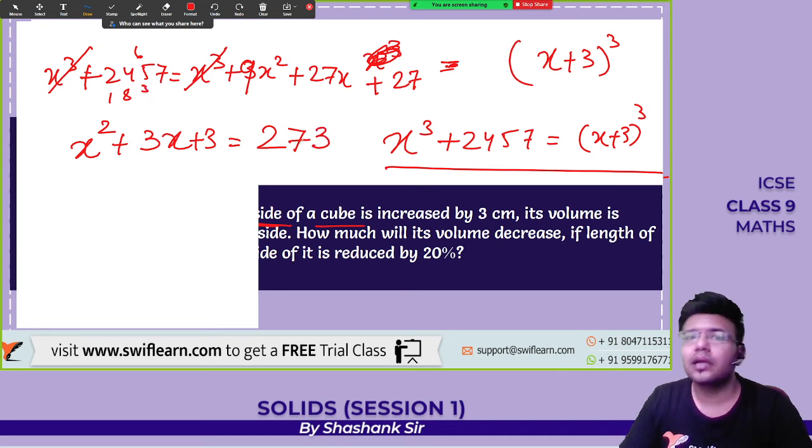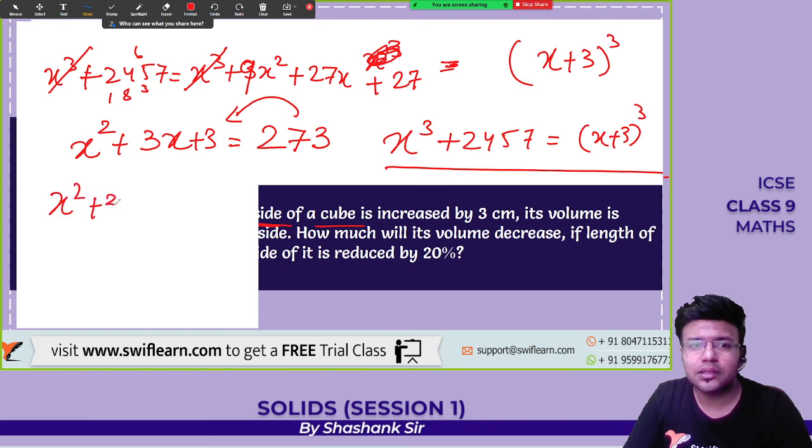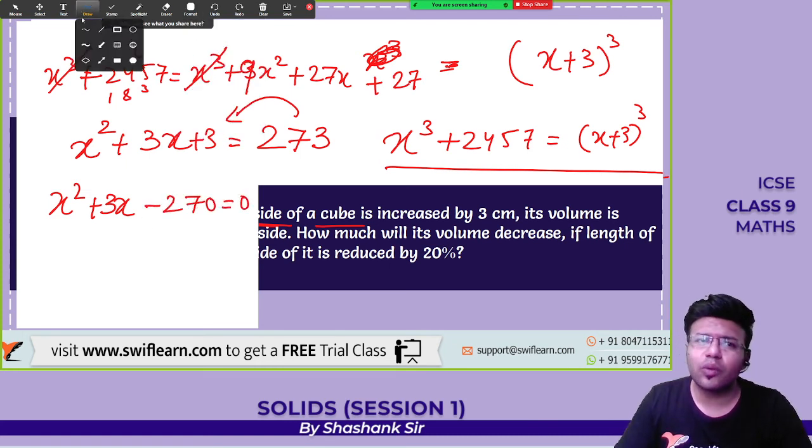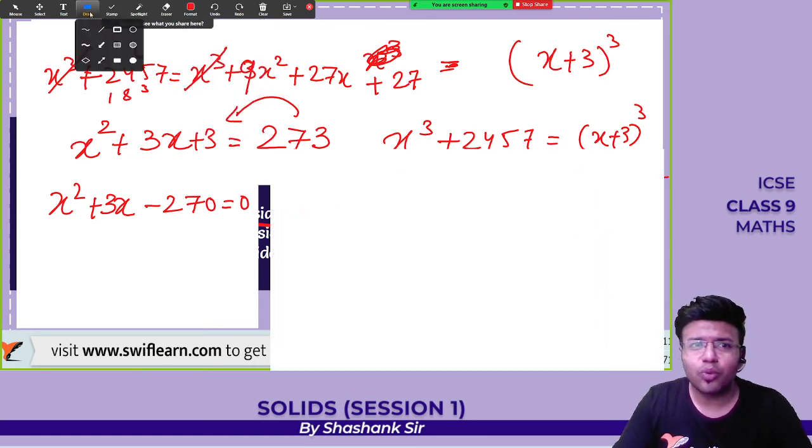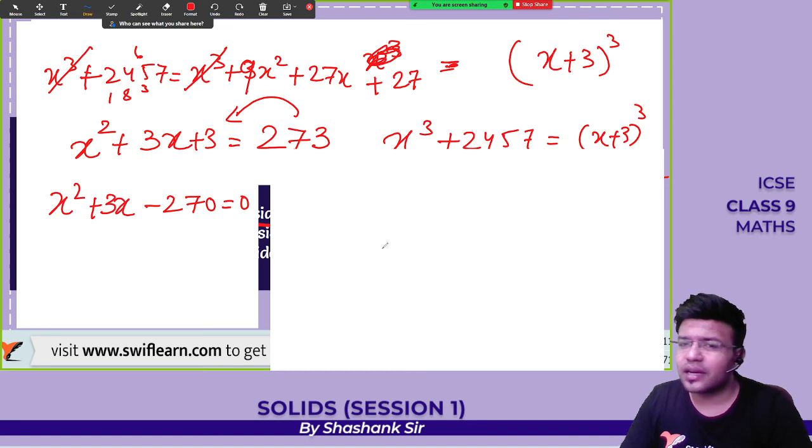9 threes are 27. If I take this side, it becomes x square plus 3x, 273 minus 3 is 270, is equal to 0. Now solve this quadratic equation, get the values of x. We'll get one negative value and one positive value. Forget the negative value, choose the positive value because length cannot be negative.